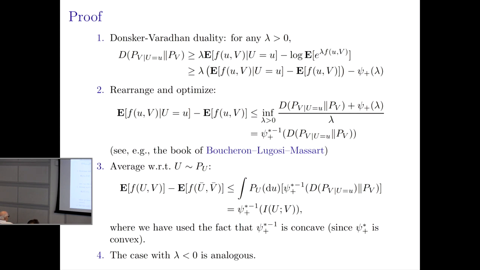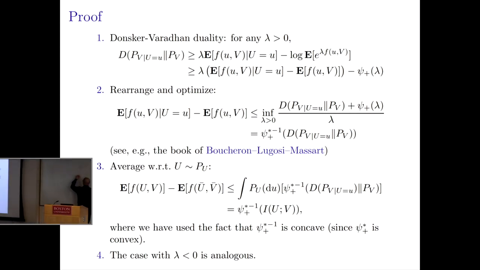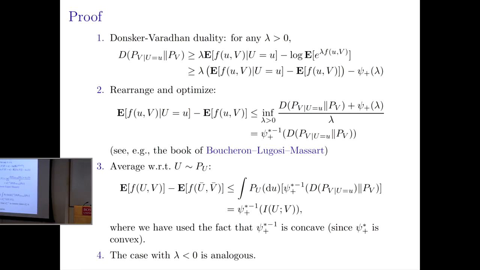the infimum over positive lambda of some constant A plus psi of lambda, where psi is convex, zero at zero, with derivative zero there, is equal to the inverse of the Legendre dual at A. And let's just apply it, and then that A happens to be their relative entropy. And then now, of course, we average with respect to U.